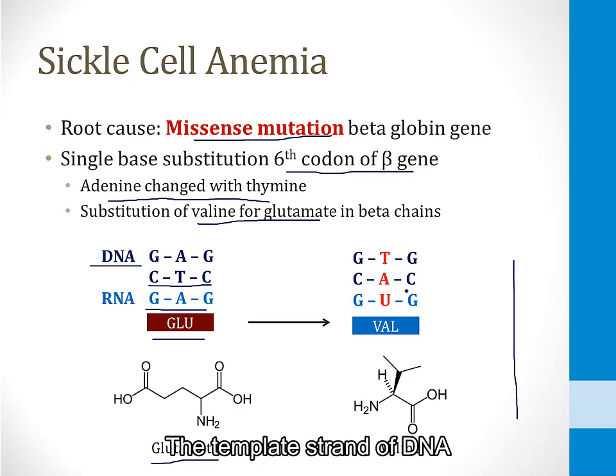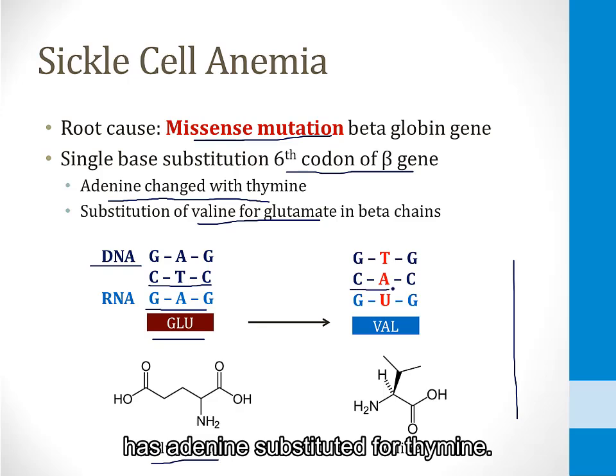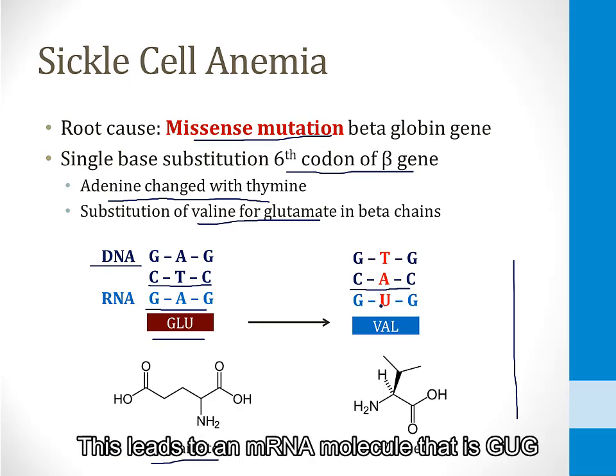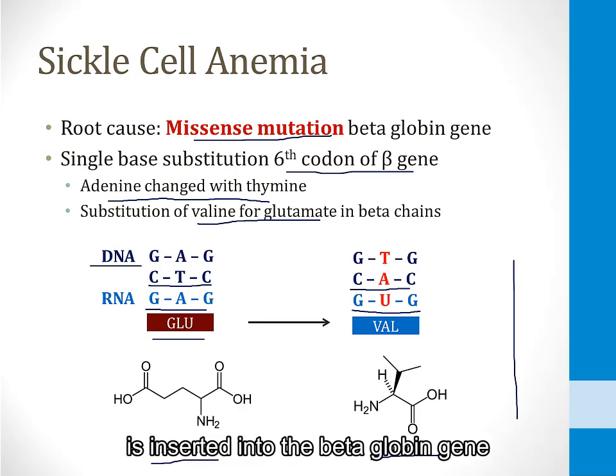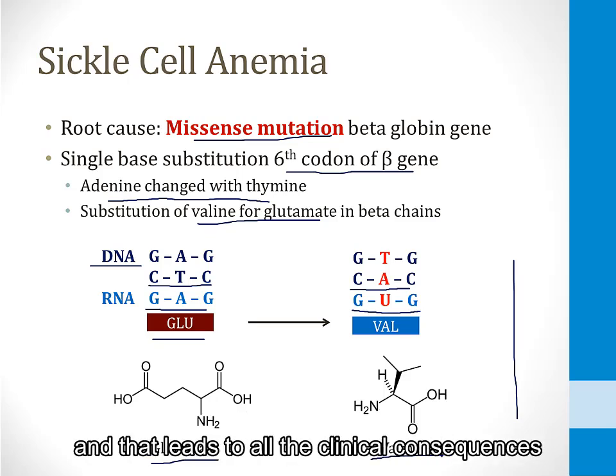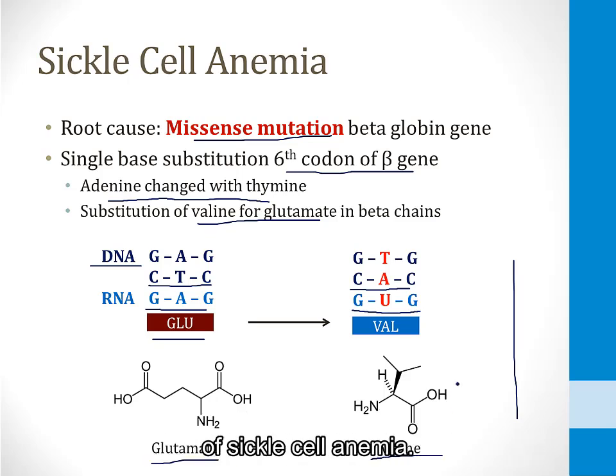On the right side of the screen, I've shown you the situation in someone with sickle cell anemia. The template strand of DNA has adenine substituted for thymine. This leads to an mRNA molecule that is GUG, and that codes for valine, so the amino acid valine instead is inserted into the beta globin gene, and that leads to all the clinical consequences of sickle cell anemia.